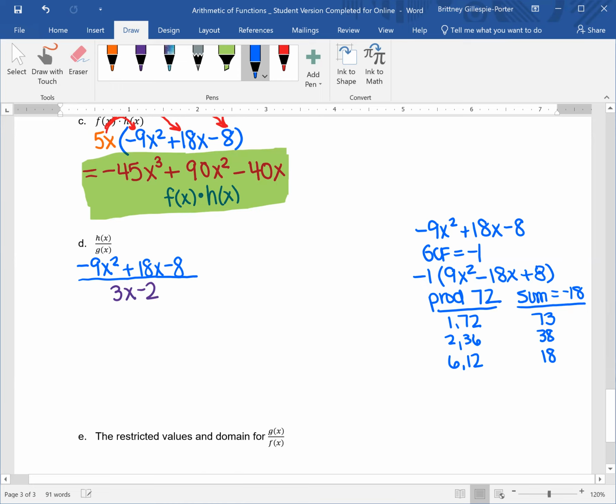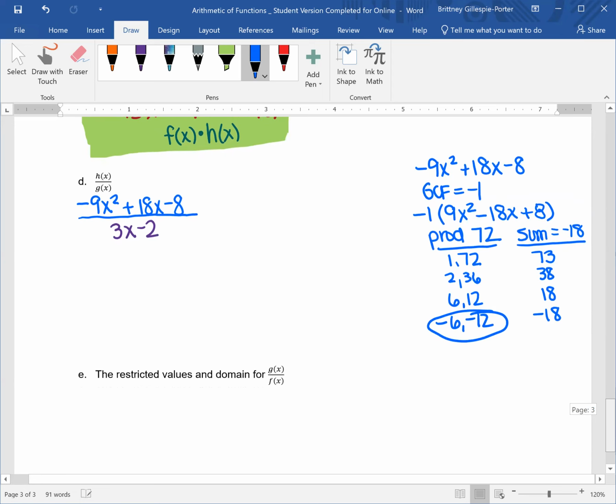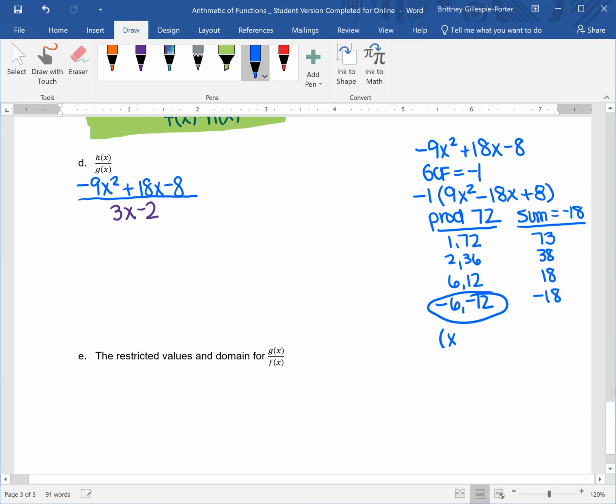Not quite what we need. Right number, wrong sign means go back, change your signs. We have our magic numbers now. It's -6 and -12. Which means we'd have x minus 6, x minus 12. I'm going to change the way that I circled those because it almost looks like -72. So let me fix that real quick.